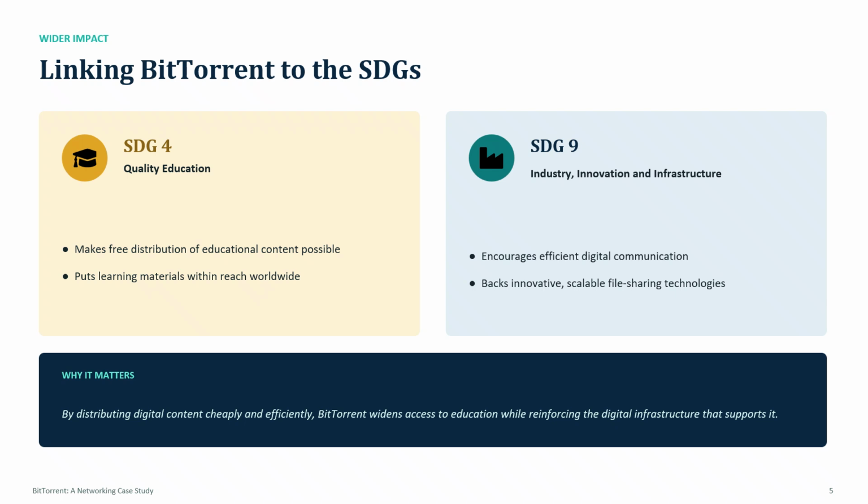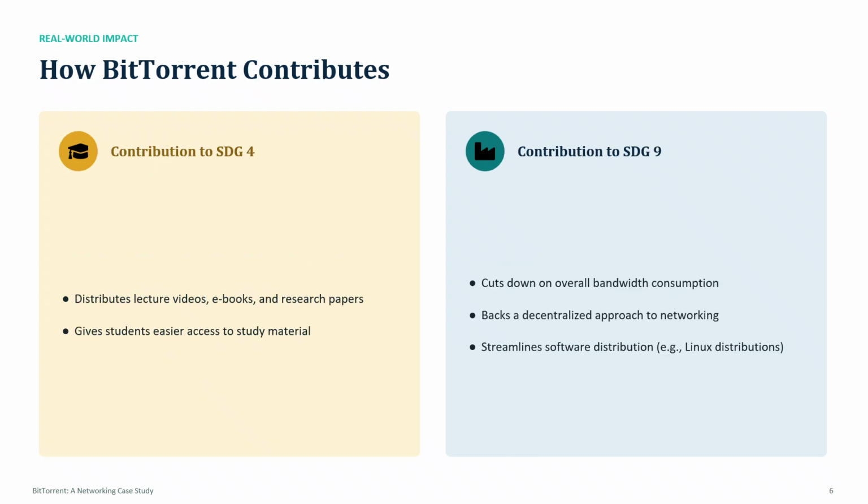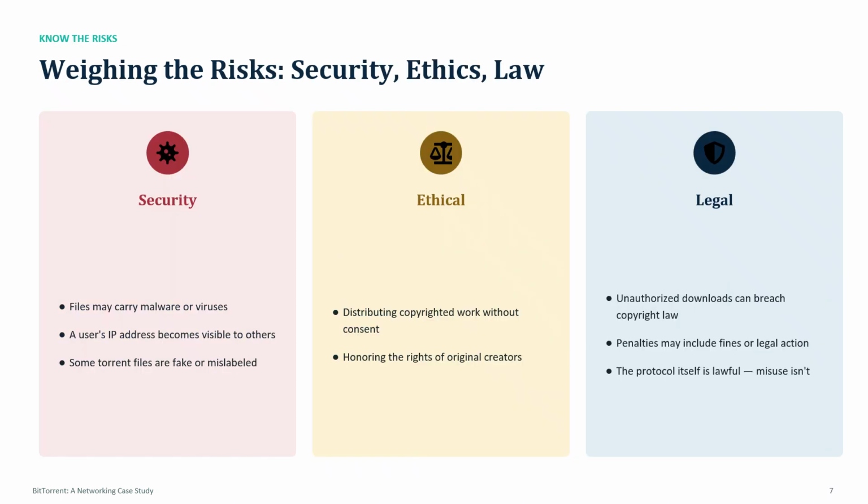For SDG 9, Industry, Innovation and Infrastructure, it supports efficient digital communication, decentralized networking, reduces bandwidth usage, and is widely used to distribute software such as Linux operating systems. Overall, BitTorrent improves access to information while supporting modern digital infrastructure.